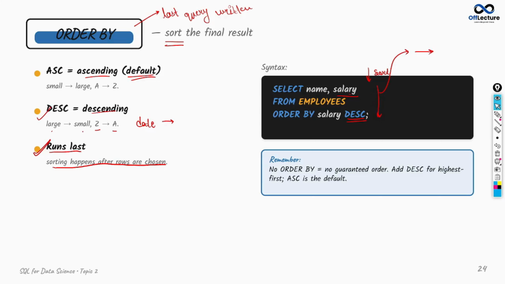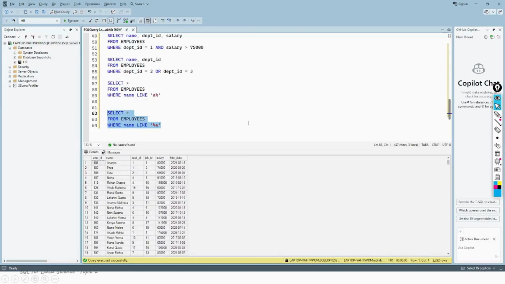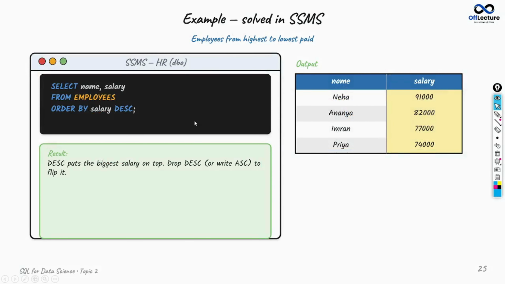Okay. And remember this thing, that no ORDER BY means no guaranteed order. Add descending for the highest first, and ascending is the default. This is the case I explained earlier, that if you write descending, you will get the highest first. So it will help you find which employee has the highest salary. Let's see one example. Select name, salary from employees order by salary descending. We want to get the employees from highest to lowest paid.